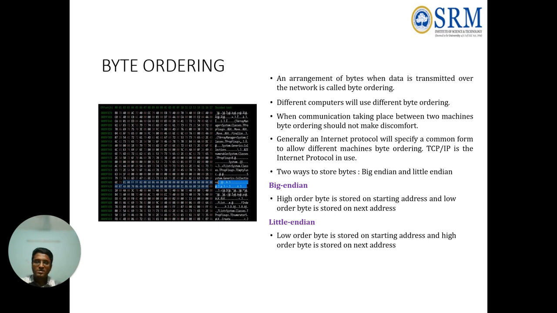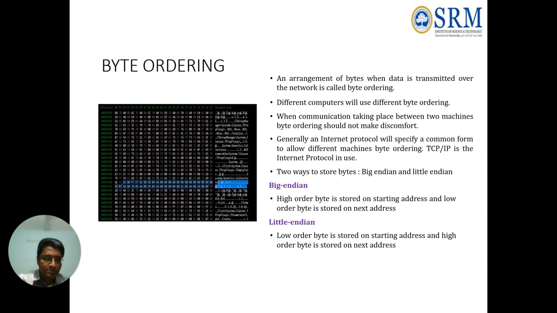If you look at the different classifications, different computers use different byte ordering. It varies with computers. So when communication takes place between two machines, the byte ordering shouldn't cause any discomfort for the system. The communication should be a streamlined process. So generally, the internet protocol will specify a common form.